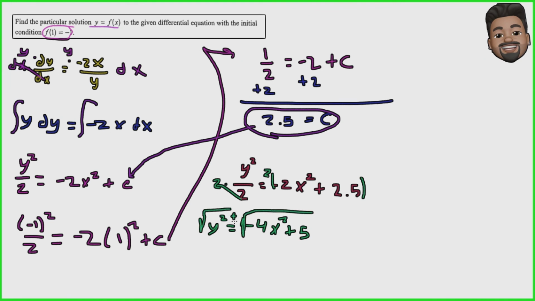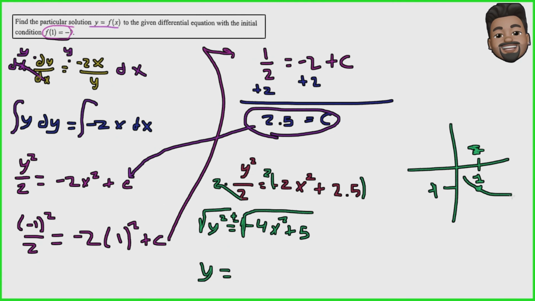Don't forget plus or minus, so we get y is equal to, well, where's our initial condition? Our initial condition is 1 comma -1. That means the point is down here, which means our square root function lives down in the x and y plane below here. So if I have to choose one of these to keep, I'm going to keep the negative square root. So y equals negative square root of negative 4x squared plus 5. And there it is. I have completed this problem.